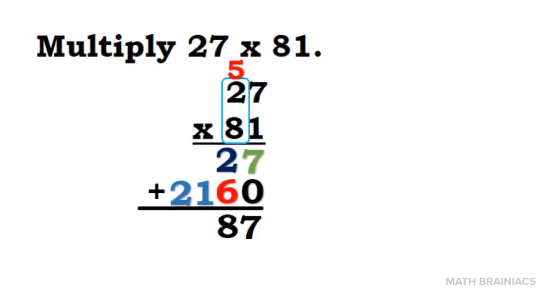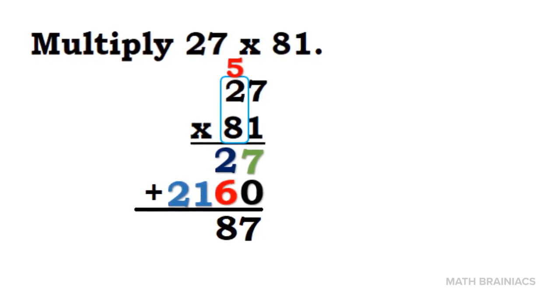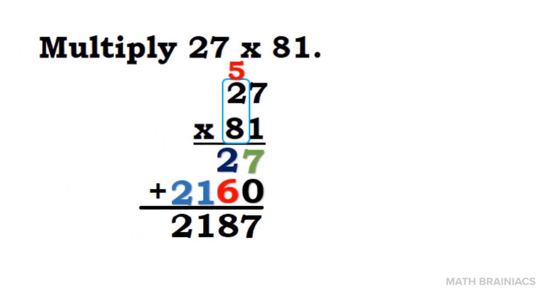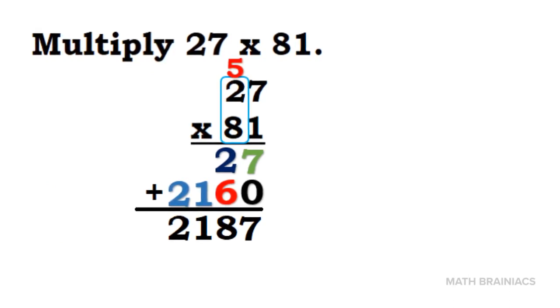After working on the ones place value, we can move now to the tens place value. 2 plus 6 is 8. Seeing that we do not have any addends, we can just bring down the 21. Therefore, 27 times 81 will give us 2,187. It is easy, right?